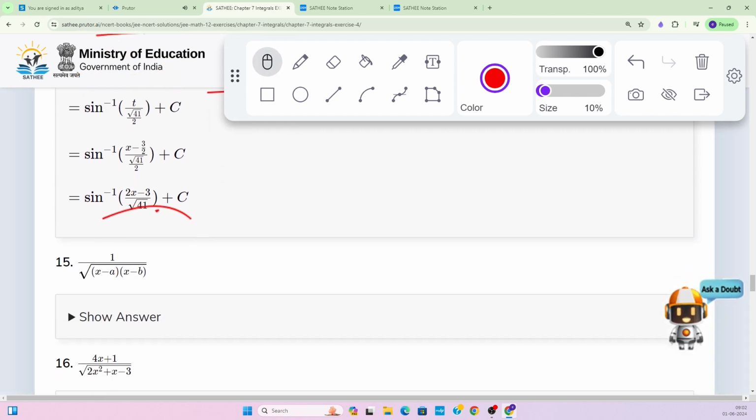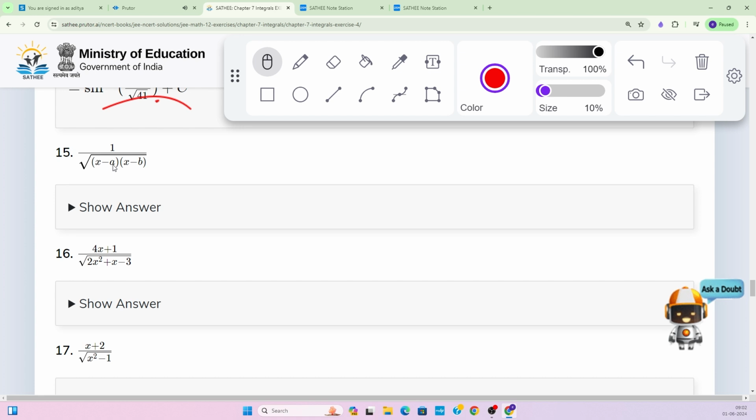Problem number 15. First of all, what you have to do is multiply them. After multiplying, you will get some quadratic form. That quadratic form can be changed into some x term whole square minus some constant term whole square, or x term whole square plus some constant term square, in this form.